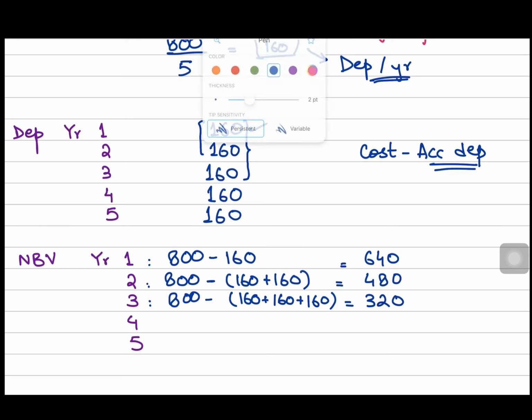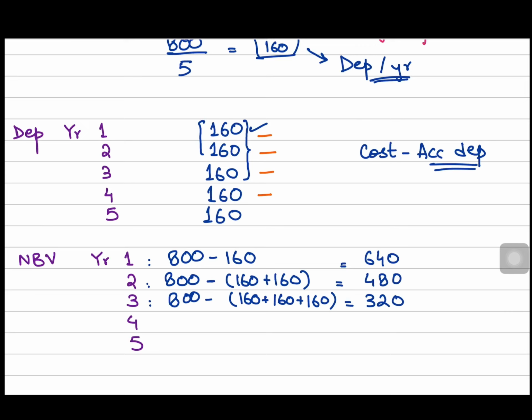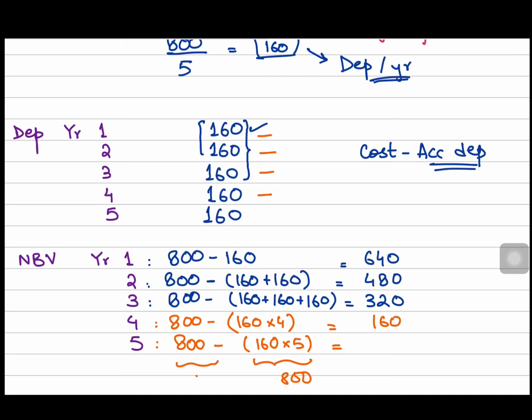Then for 4 years, 160, 160, 160, 160 for 4 years, right? So 800 less 160, you can multiply it by 4 or just write 160 4 times. And in year 5, 800 less 160 5 times, or just 160 multiplied by 5. So this is 800 and this is also 800. So this means that the net book value is 0 at the end of its useful life. Why is it 0?